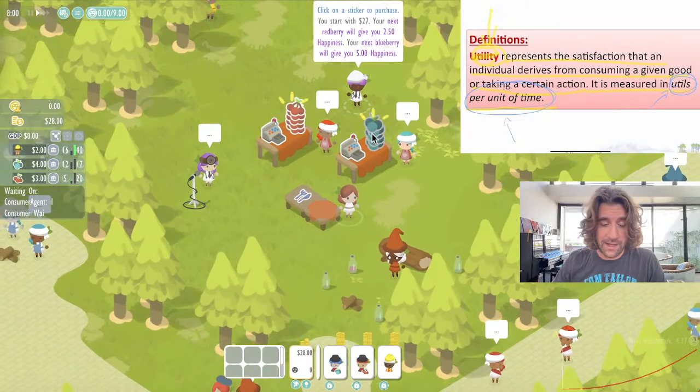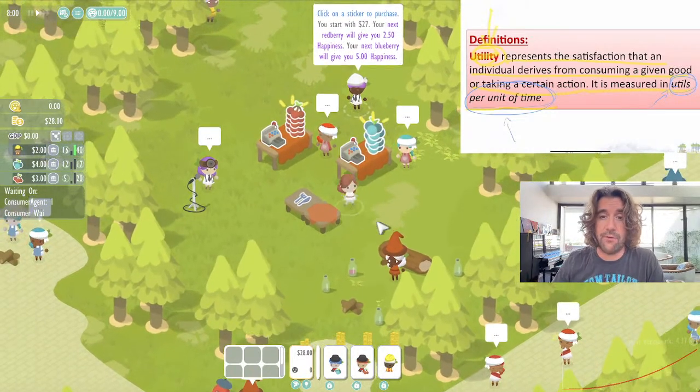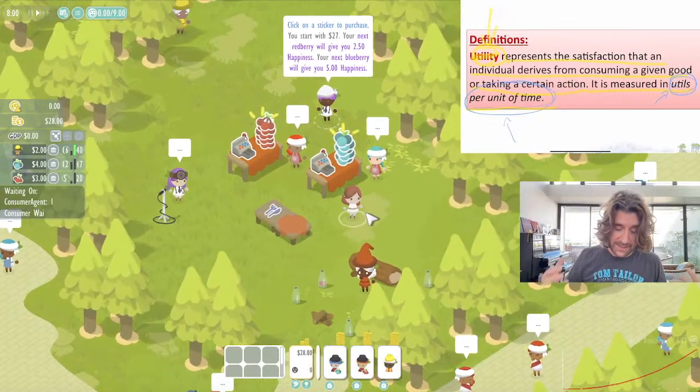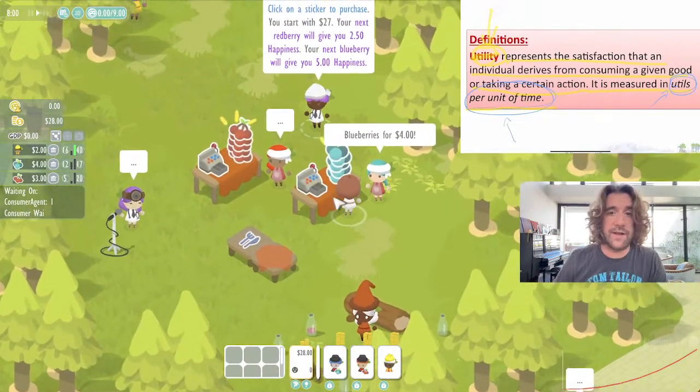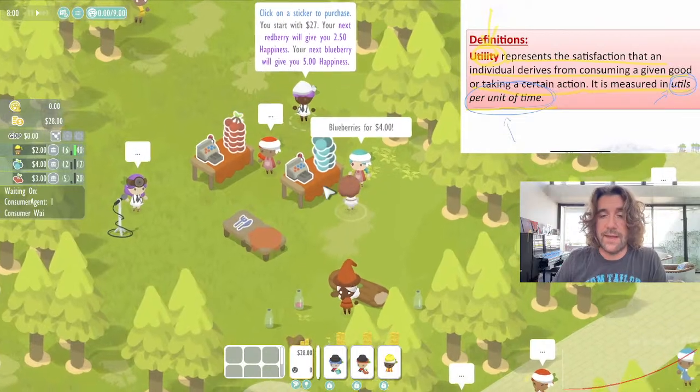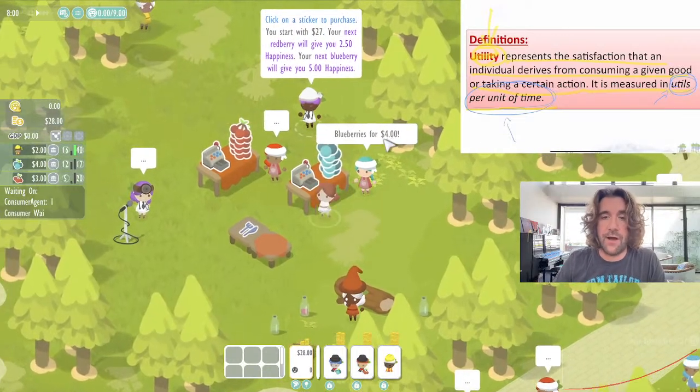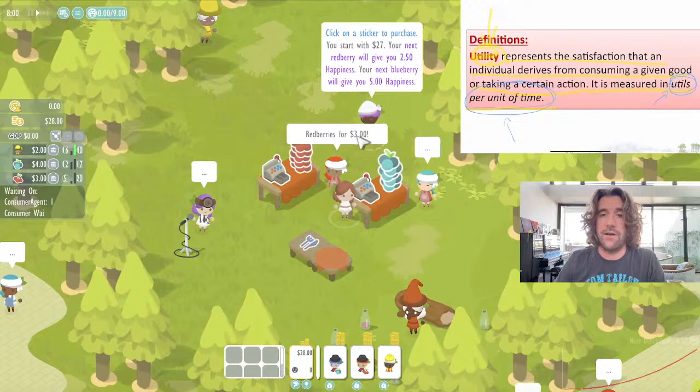Now, this is really what we're going to talk about in this level: utils, and how much satisfaction you get from different goods. Let me give you an example, and I'm not going to try to solve the level. I'm going to leave this to you, but check it out. Blueberries are $4, red berries are $3.